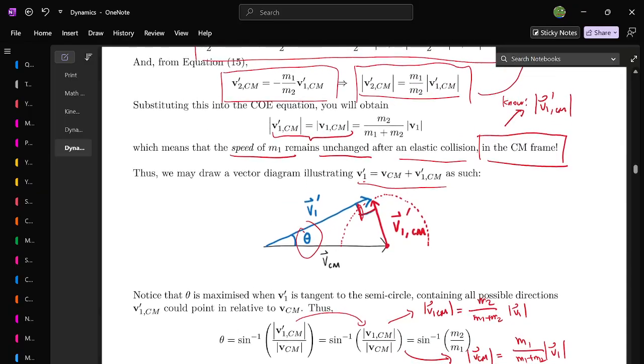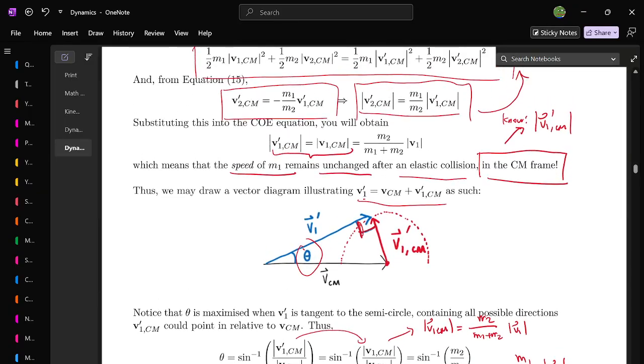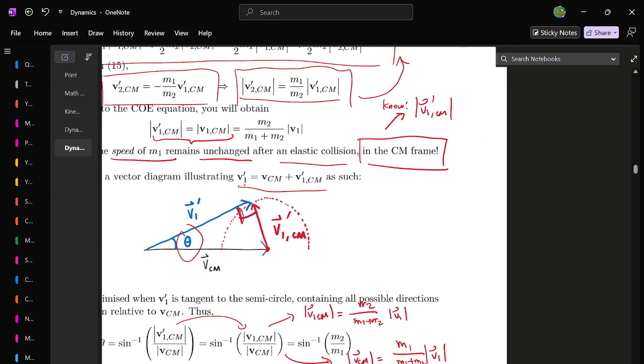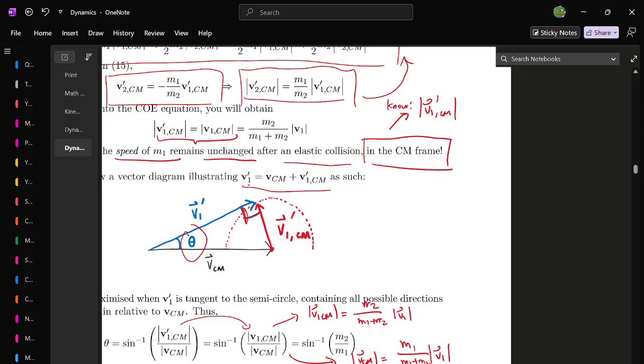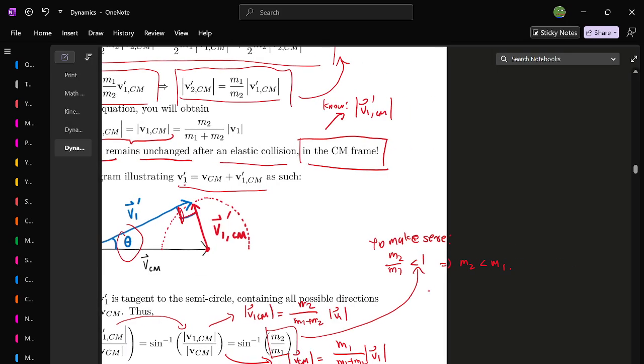Okay, but before we get too excited to end this problem, we should realize that we have theta equals to sine inverse of something. We know that this something must be less than 1. So for this to make sense, you must have m2 over m1 less than 1, which means that m2 less than m1. But we didn't specify anything about m2 and m1. So it is actually possible that m2 is smaller than m1.